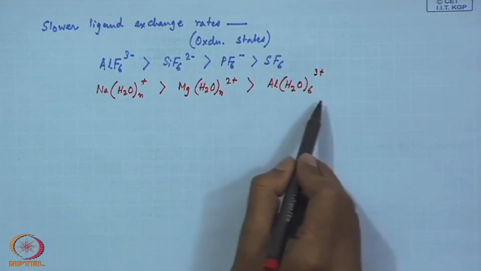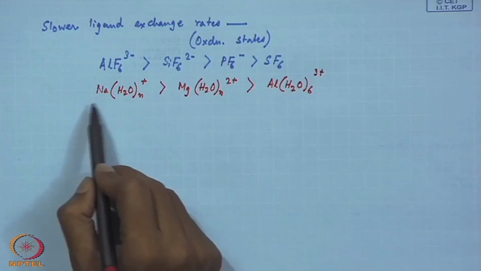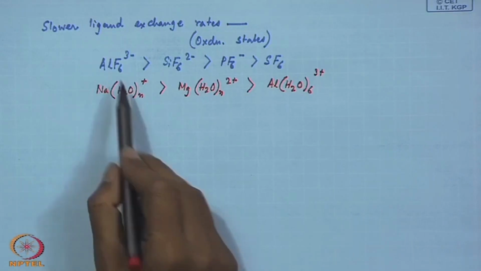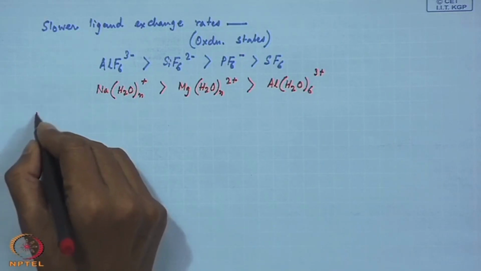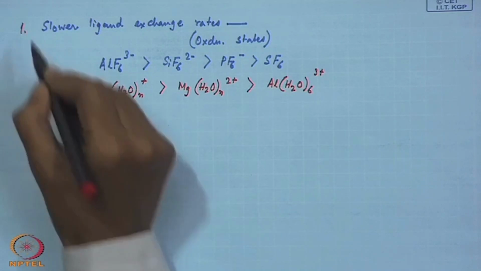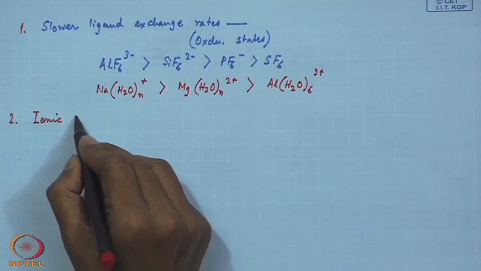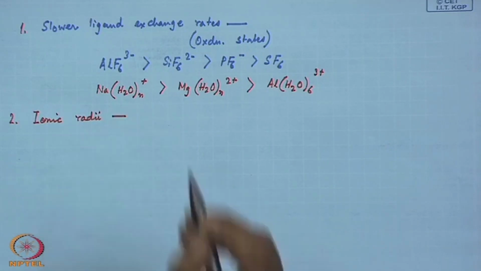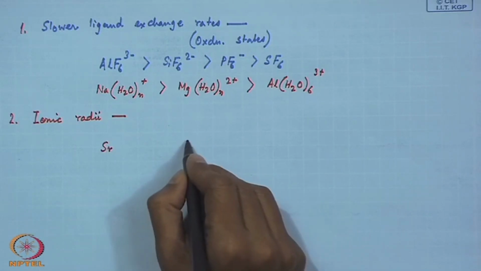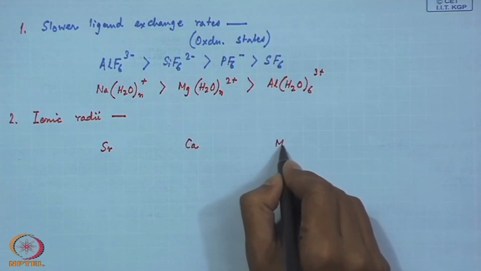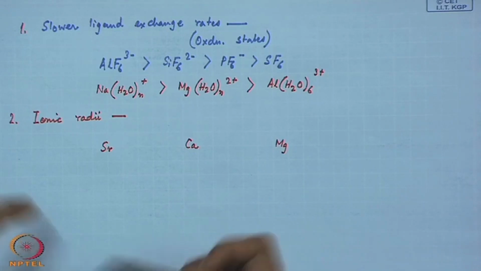So, as we change the oxidation state, the rate of the reaction is also decreasing, and the highest possible rate of ligand exchange, whether it is fluoride exchange or water exchange, is for the lower oxidation state. And similarly, it also has a dependence on, this is case 1 and this is case 2, ionic radii. So, we can have the ionic radii for strontium, for calcium, and for magnesium, and all these have some particular order.